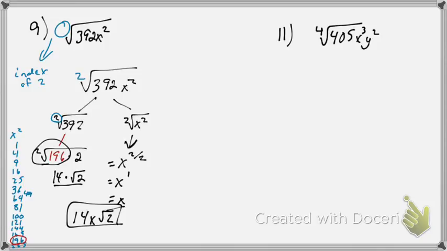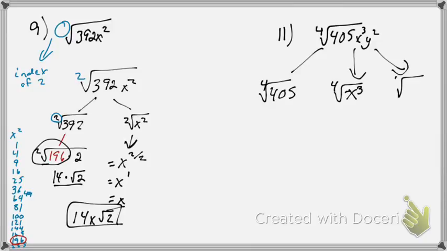We've got the fourth root of 405x cubed y squared. So again, we're going to take all three parts. We're going to separate all three of them. So we're going to have the fourth root of 405. We have the fourth root of x cubed. And we also have the fourth root of y squared.